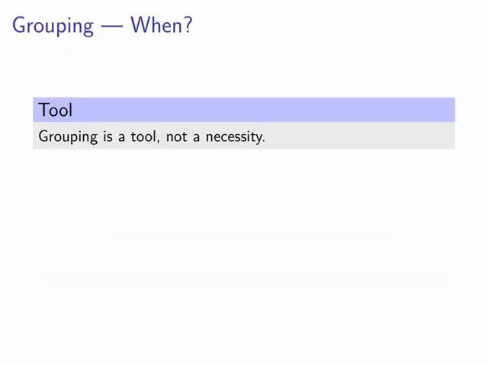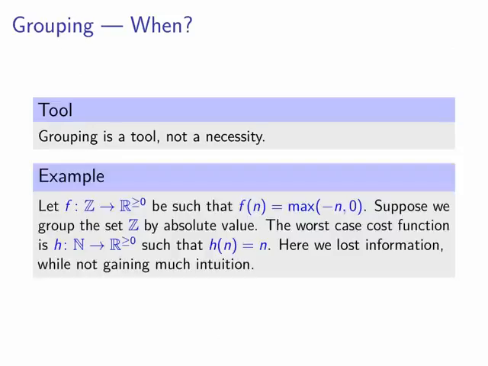Grouping is a tool, not a necessity. For example, suppose f is a function from integers to non-negative real numbers, such that f(n) is the maximum of minus n and 0. And suppose we group the integers by absolute value. Then the worst case cost function is a function from the natural numbers to non-negative real numbers, such that h(n) equals n. In this grouping, we lose information and do not gain much more intuition.